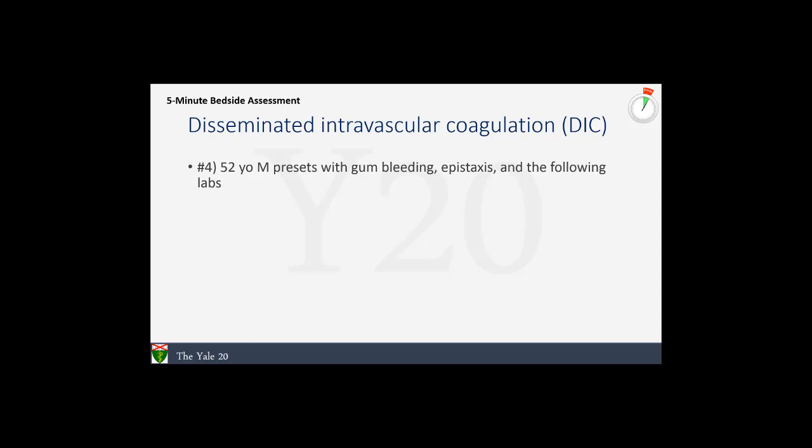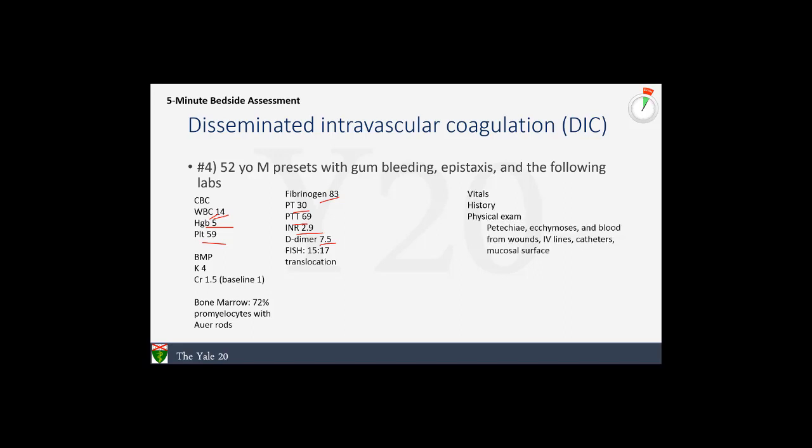For our last case, we have a 52-year-old gentleman who presents with gum bleeding, epistaxis, and the following labs. Things that you want to look at in particular are the elevated white count, the low hemoglobin, the low platelets. You have low fibrinogen, abnormal coags, elevated D-dimer, and then you have a FISH t(15;17) translocation, and you have a bone marrow that shows 72% promyelocytes with Auer rods.